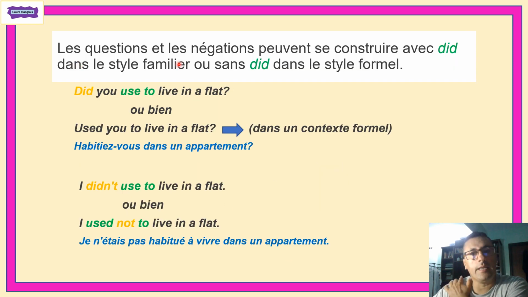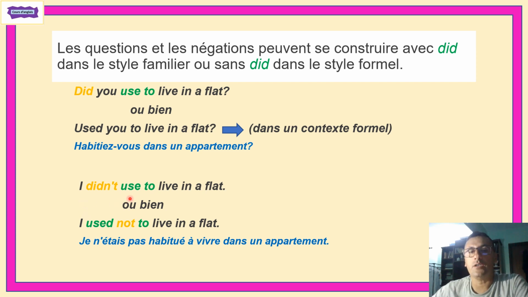Les questions et les négations peuvent se construire avec did dans le style familier, ou bien sans did dans le style formel. Par exemple, did you use to live in a flat? Ou bien, used you to live in a flat? Dans un contexte formel, qui veut dire en français, habitiez-vous dans un appartement?